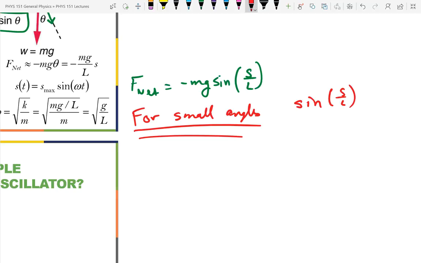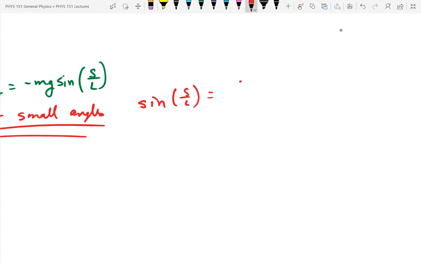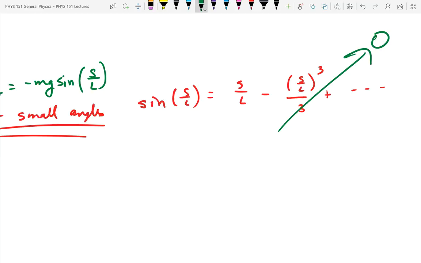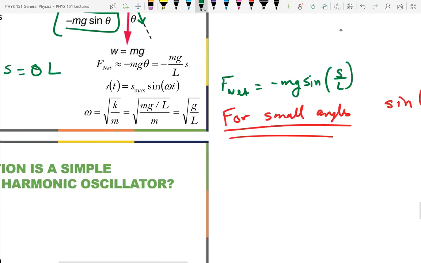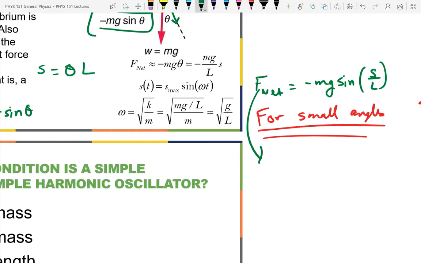Sine of S over L is equal to S over L minus (S over L) cubed over 3 plus blah, blah, blah. Well, if S over L is small, like 0.01, and then I take the cube of that, that's 10 to the minus 6, it's negligible compared to S over L. So for small angles, this stuff out here is approximately 0, and sine of S over L is just S over L. So for small angles, the net force is equal to minus mg S over L.